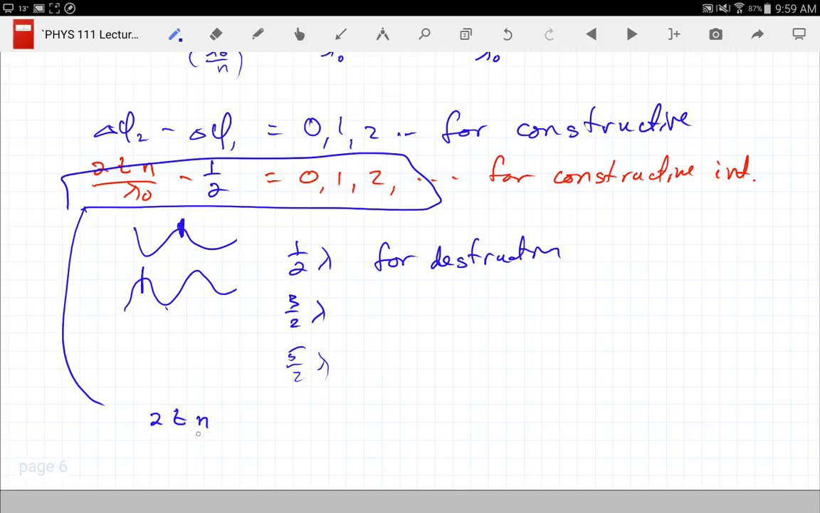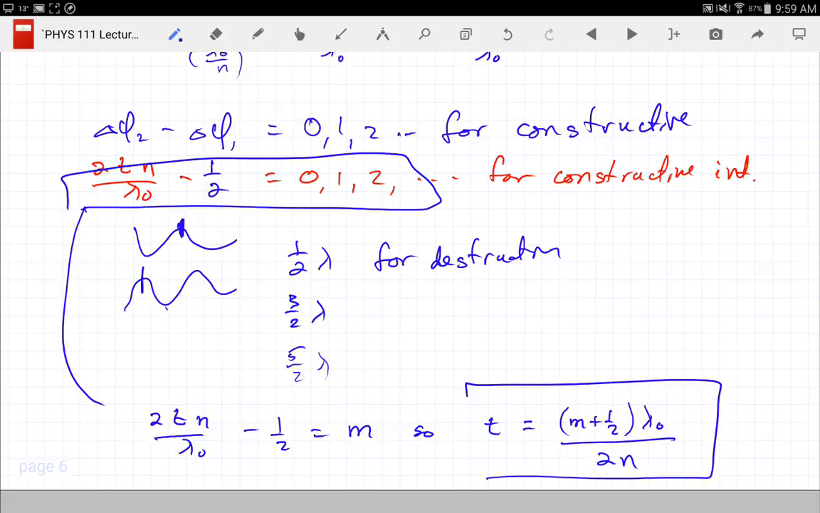2 thickness n over the wavelength in air minus 1/2 is equal to, and I'm just going to put m, where m is an integer, and it could be any integer. So the thicknesses that will give me constructive interference are equal to m plus 1/2 times the wavelength in air divided by 2n. So those are the thicknesses that give me constructive interference.